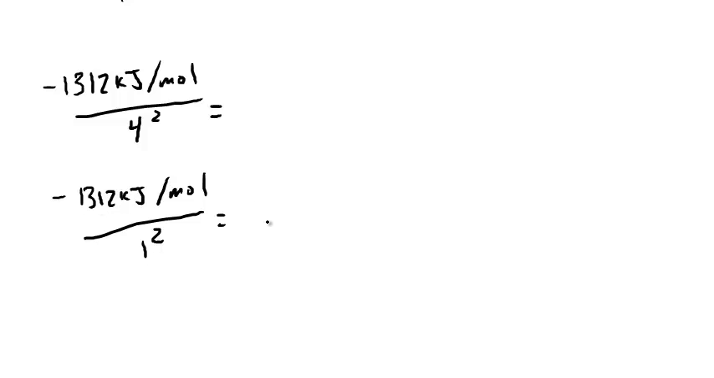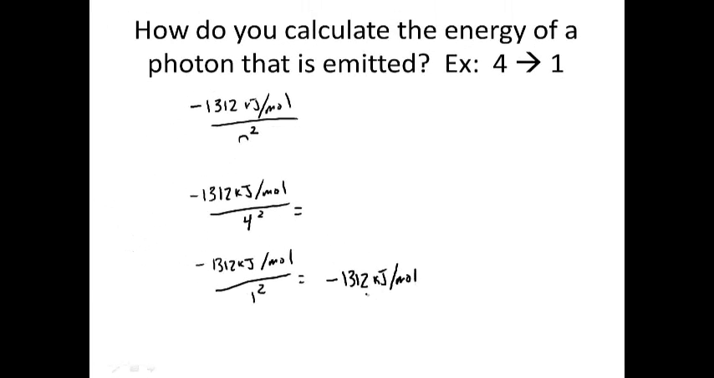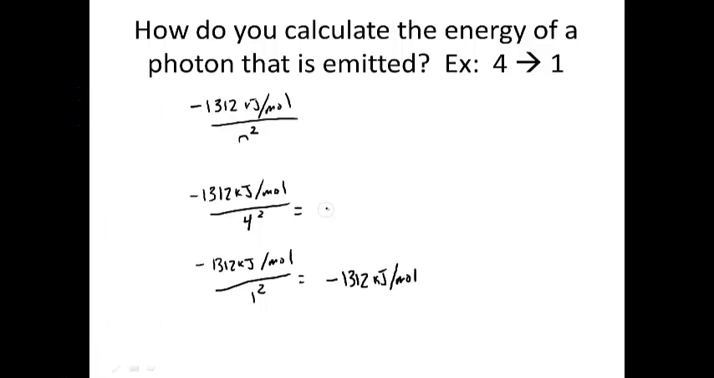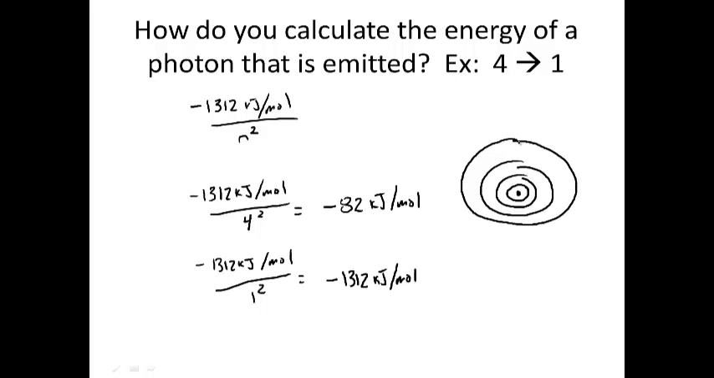Now that's an easy problem. 1 squared is 1. Negative 1312 divided by 1 is negative 1312 kilojoules per mole. Okay. So I gotta get out my handy dandy calculator here. Negative 1312 divided by 4 squared equals negative 82. All right, so I get negative 82 kilojoules per mole at the 4th energy level. So what that looks like is this. Here's the nucleus, 1st energy level, 2nd, 3rd, and finally the 4th energy level. So up here in the 4th energy level, negative 82 kilojoules per mole. Down here at the 1st energy level, negative 1312 kilojoules per mole.